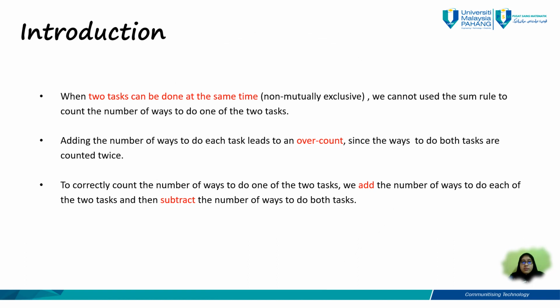When two tasks can be done at the same time, we cannot use the sum rule to count the number of ways to do one of the two tasks. Why? Because adding the number of ways to do each task leads to an overcount, since the ways to do both tasks are counted twice. So to correctly count the number of ways to do one of the two tasks, we add the number of ways to do each of the two tasks, and then we subtract the number of ways to do both tasks.